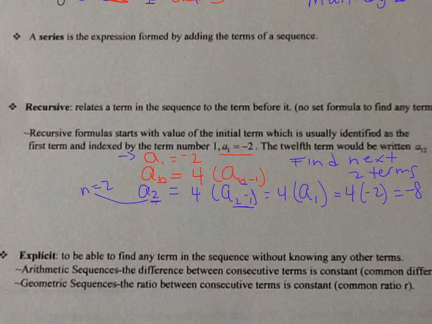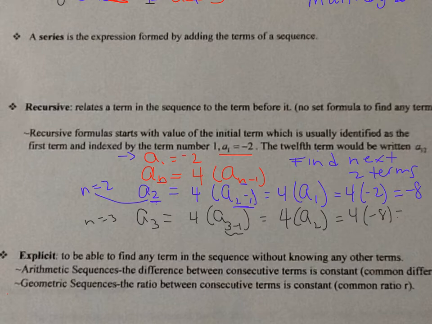All right, now let's do the next term. A sub 3. So now my n is 3. So now n equals 3. So I have 4 times a sub 3 minus 1. Equals 4 times a sub, well, 3 minus 1 is 2. So it's 4 times, what's a sub 2? So look at the term before. A sub 2 was equal to negative 8. So it's 4 times negative 8, which is negative 32. Okay, so that's what a recursive sequence is. It uses the term to get to your next term.